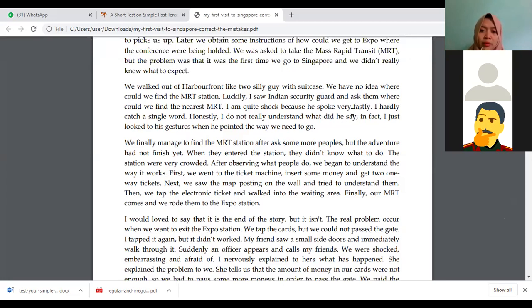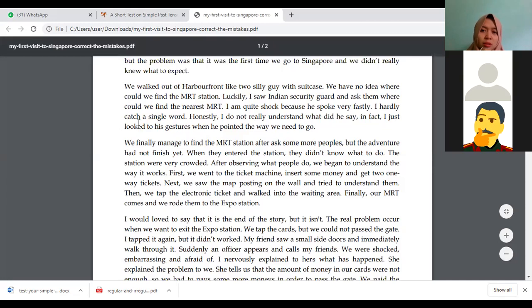He spoke very fast. I could hardly catch a single word. Honestly, I did not really understand what he said. In fact, I just looked at his gestures when he pointed the way we needed to go.